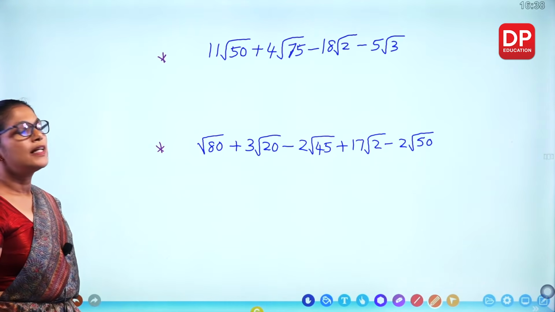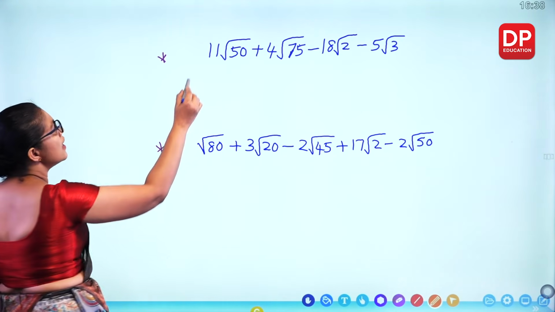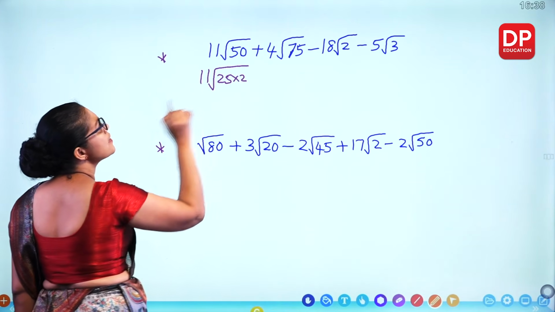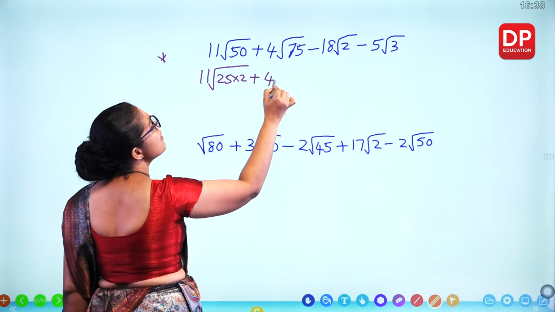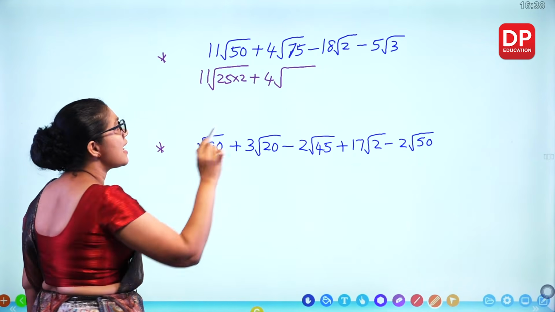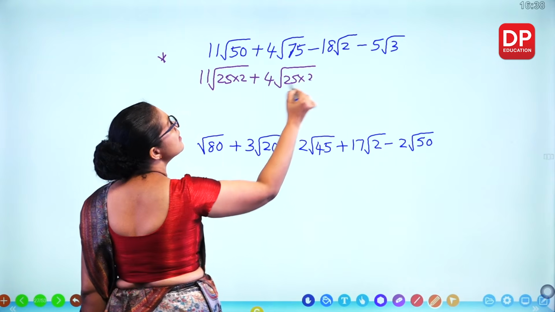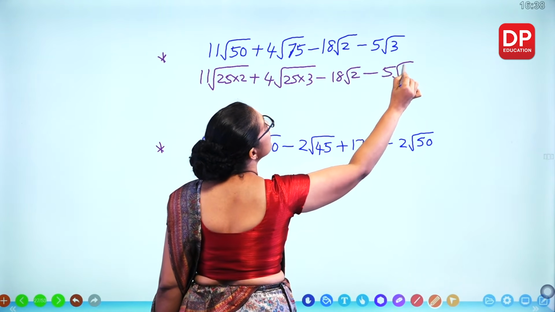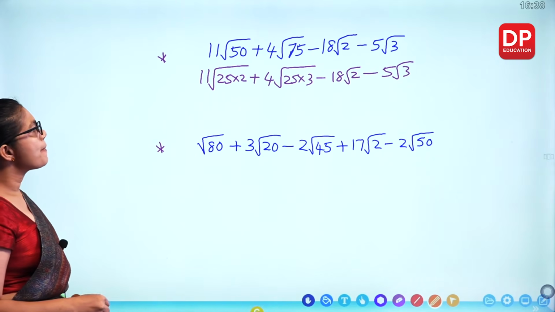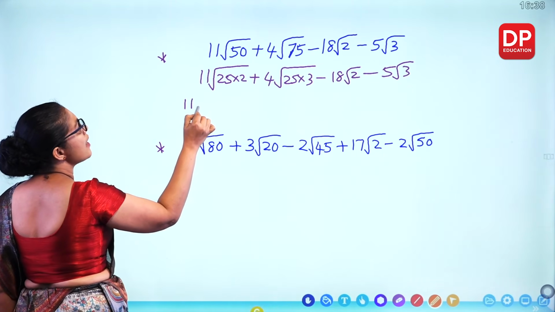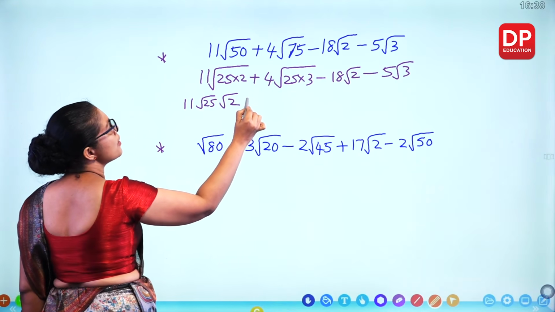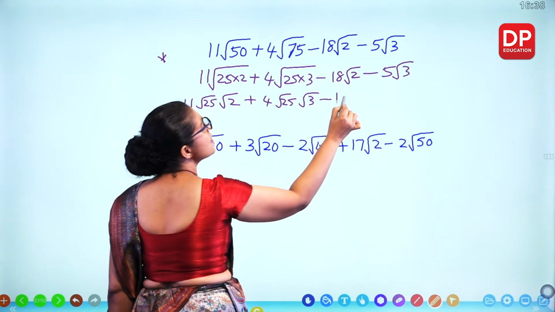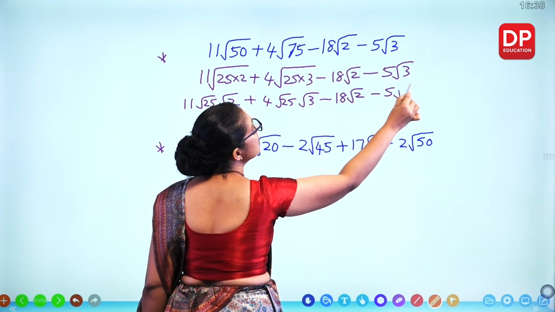50. Can we simplify 50? How can we write it down as a square number? I can write 25 times 2. What is 75? I can write as 25 times 3. This one I can't simplify further. Now write separately. I can write root 25, root 2 here, root 25 and root 3. This one you have to write as it is.